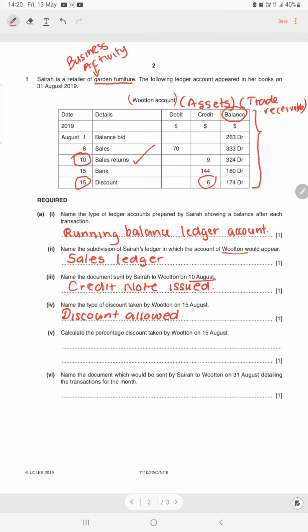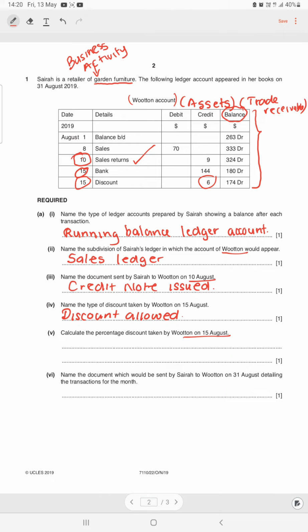Next, calculate the percentage discount taken by Bhutan on 15th August. Okay, so you need to know your double entry accounting for this. I've always told you this, every time there's a cash discount, whether it is discounts allowed or discounts received, there will always be two entries on the same date. In the case of a discount allowed, it will be on the credit side of the trade receivable account or the customer account, because a discount allowed means the business is telling the customer, listen, you don't have to pay me this amount, you have to pay me less.